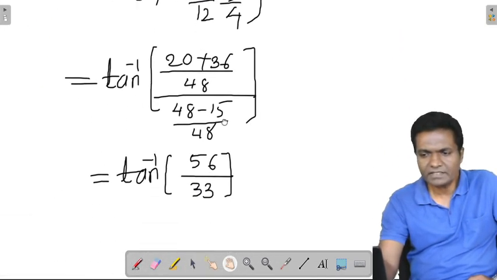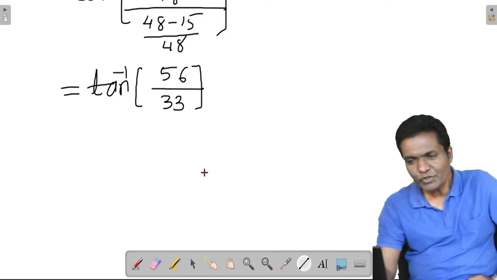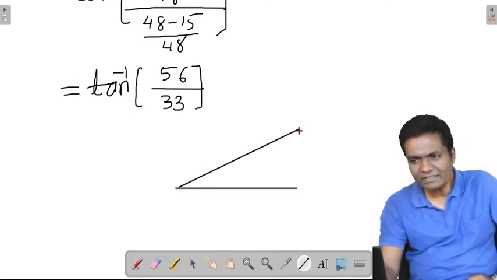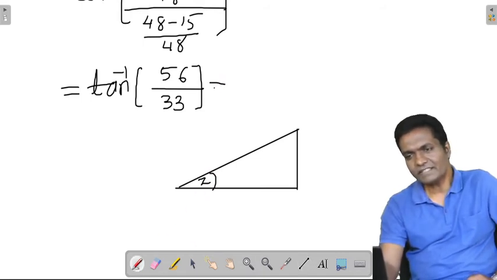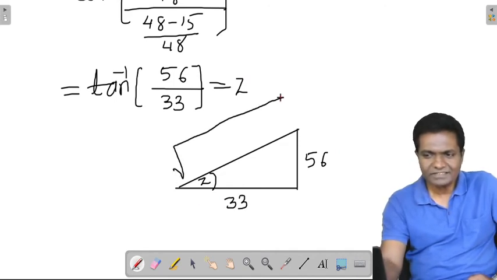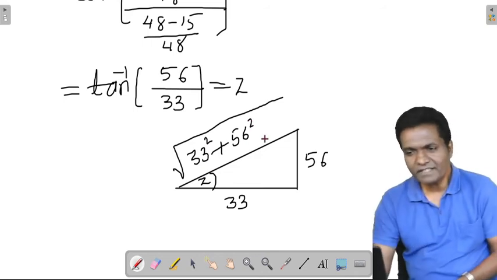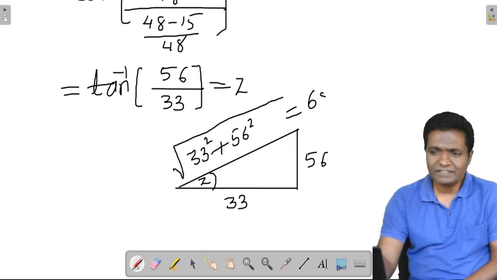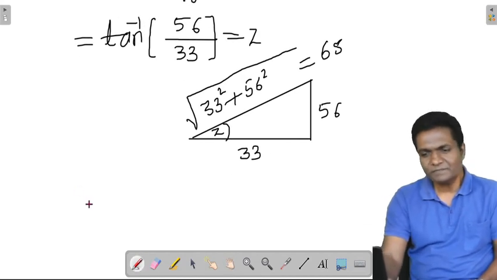So very easily you can again check. You need to convert this in terms of sine inverse. So you can again draw one right angle triangle, call it as something z. If I take this as z, 56 means opposite, 33 means adjacent, and you need to calculate it. By Pythagoras theorem, square root of 33 square plus 56 square, and if you calculate, you will get 65. So please calculate this and you can express it in terms of sine inverse.